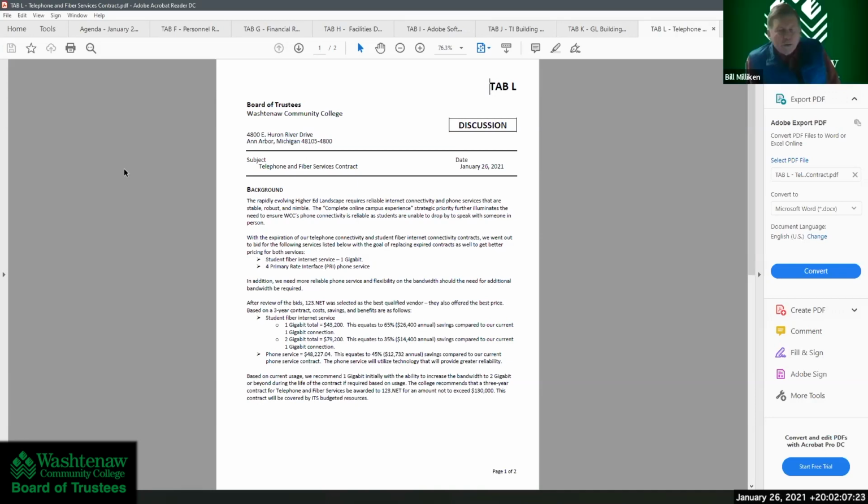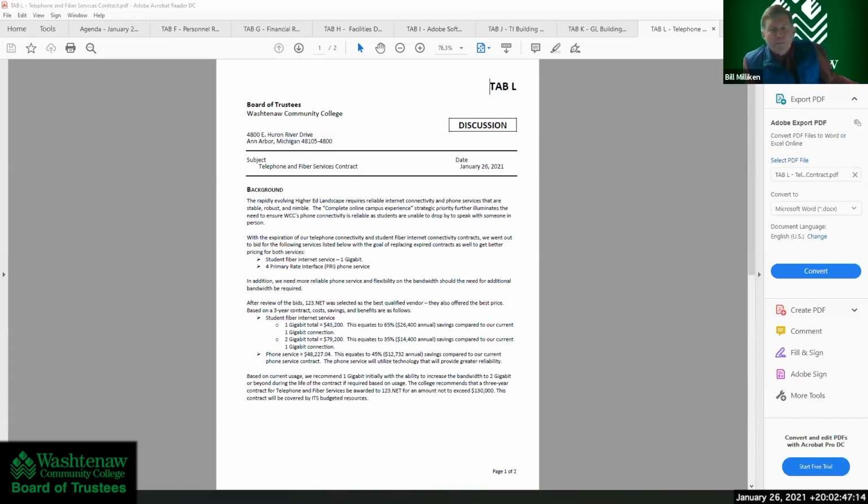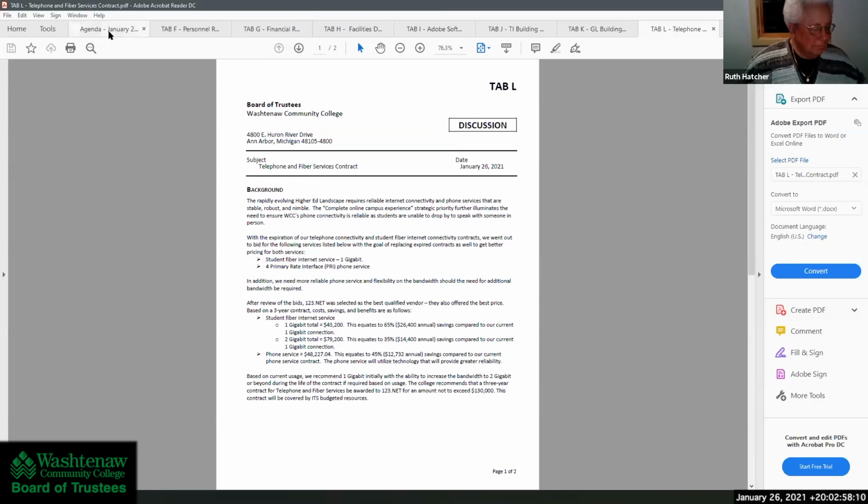Any other discussion? Vanessa, please call the roll. Chair Milliken, yes. Vice Chair Davis, yes. Treasurer DeVarty, yes. Secretary Hatcher, yes. Trustee Fleming, yes. Trustee Landau, yes. Trustee McKnight Morton. Diana, you're muted. Oh, yes. All right, the motion passes.